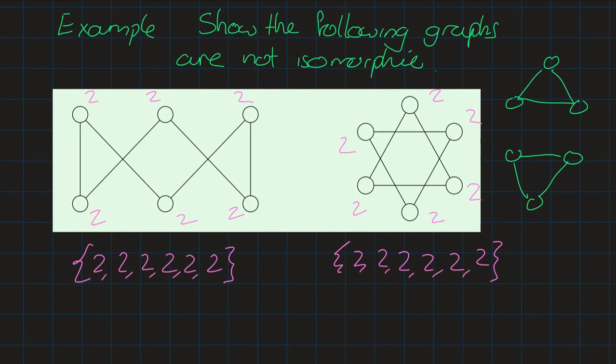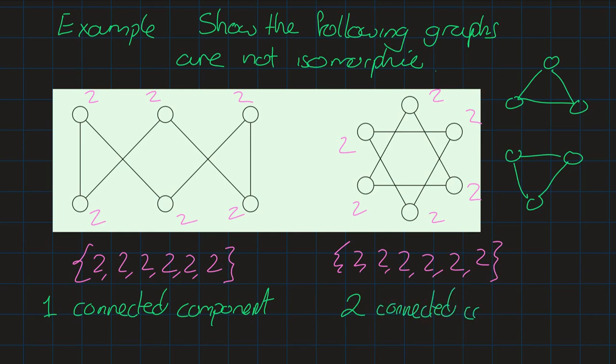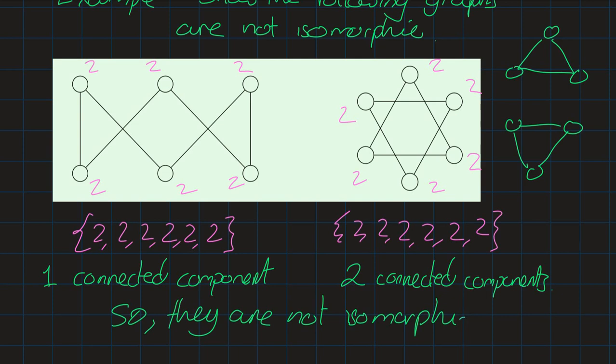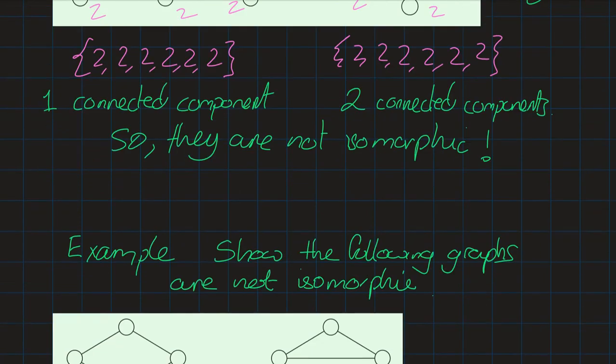So the graph on the left has one connected component, and the one on the right has two connected components. But if they were isomorphic, they would have to have the same number of connected components. So they are not isomorphic. And that's it. So let's try and do one more example.